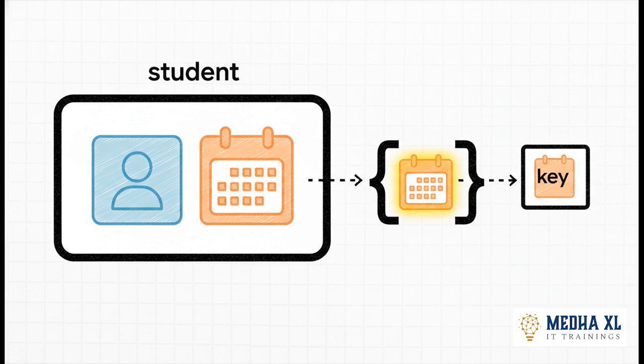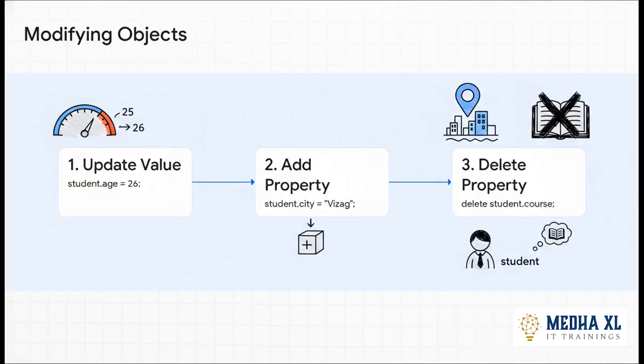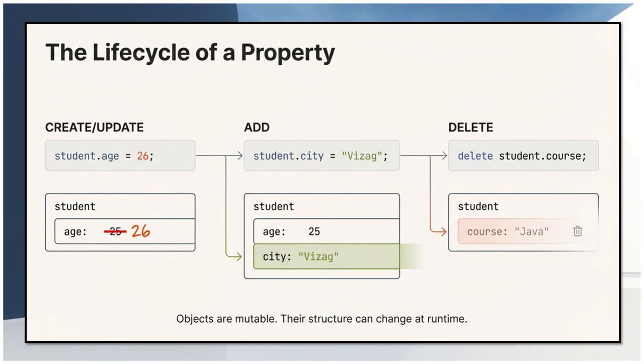Bracket notation solves this perfectly. It tells JavaScript, hey, look inside this variable first, and then use that value as the key. Objects are also completely dynamic. You can update a value that's already there, just like changing the age to 26. You can add a totally new property on the fly, like adding a city. And if you want to get rid of a property, just use the delete keyword. This makes objects incredibly flexible and powerful.